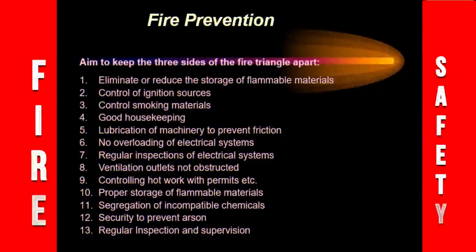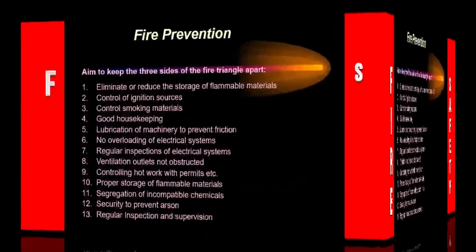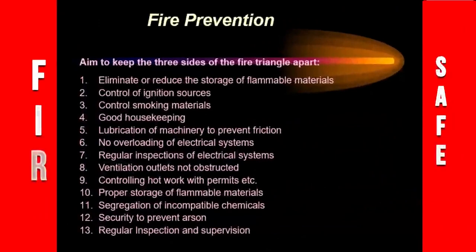Number 6, no overloading of electrical systems. Number 7, regular inspections of electrical equipment and electrical installations. Number 8, ventilation outlets not obstructed. Number 9, controlling hot work with permits. Number 10, proper storage of flammable materials. Number 11, segregation of incompatible chemicals. Number 12, security to prevent arson. And number 13, regular safety inspection and supervision of the premises, offices, and other project sites.